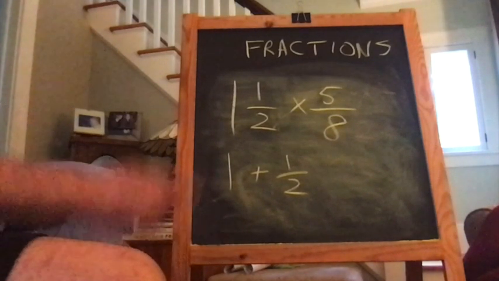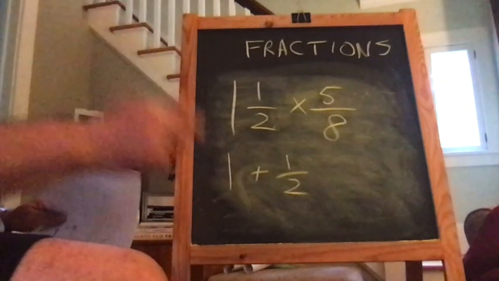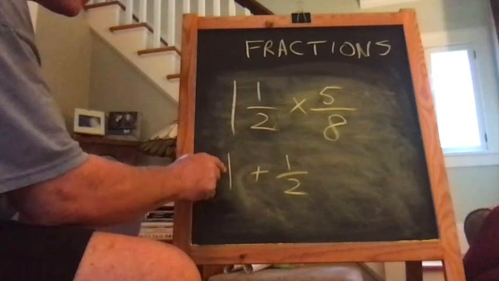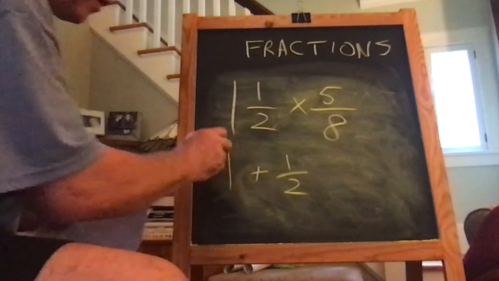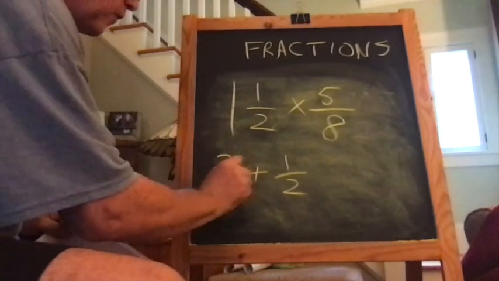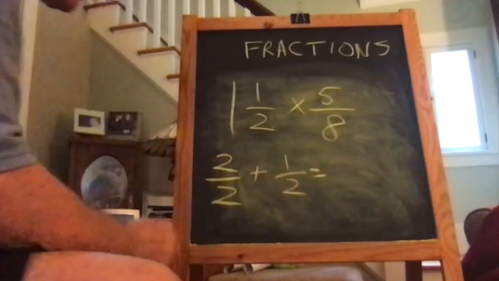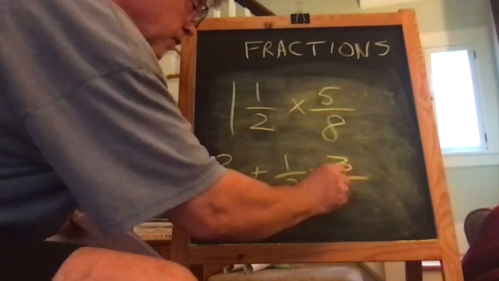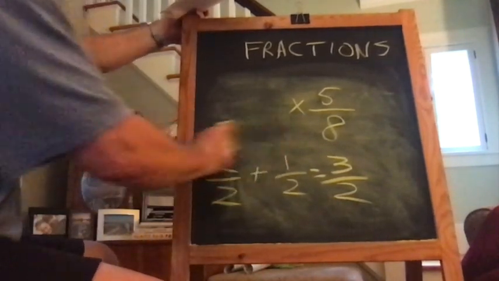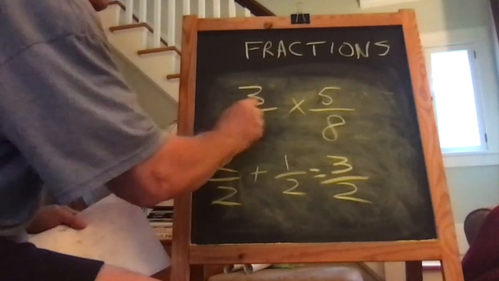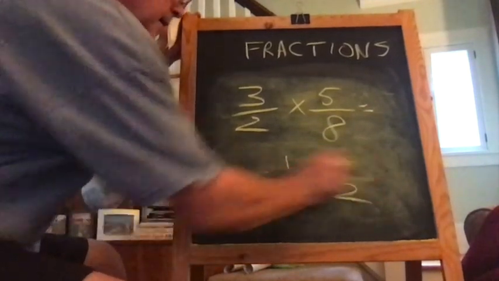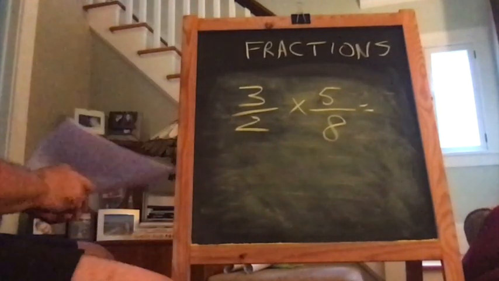2 over 2. 2 over 2 is a good choice, Claire, because it's going to make it easier to add to 1 half. Any number over itself is going to be equal to 1. So we'll make 1 2 over 2, and we'll add that, and we'll get 3 over 2. So now we can rewrite 1 and a half as 3 over 2, and we can multiply it times 5 over 8. And Claire, do the math for me on this one.